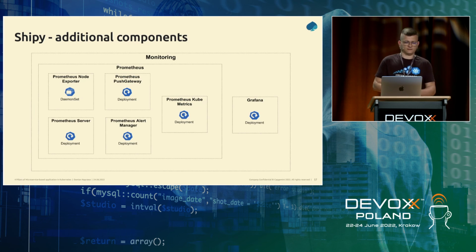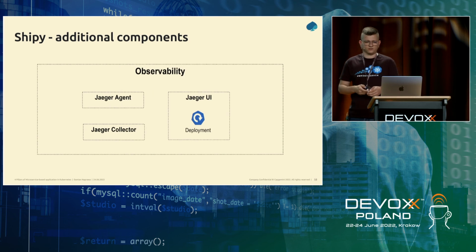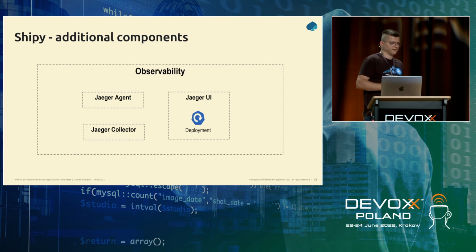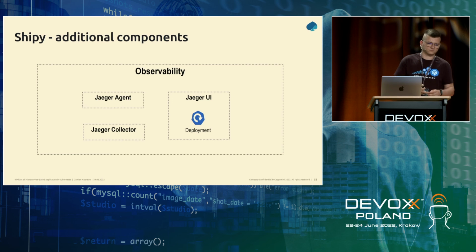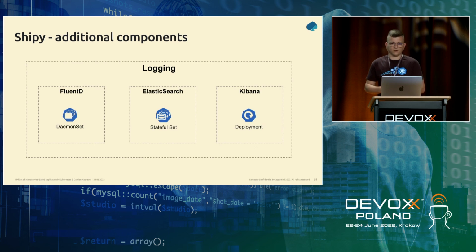So wrapping it up, when it comes to the Shippy application, we have a lot of additional components. We have monitoring using the Prometheus stack. We also have the observability part using Jaeger. And we have logging implemented using Fluentd, Elasticsearch and Kibana.